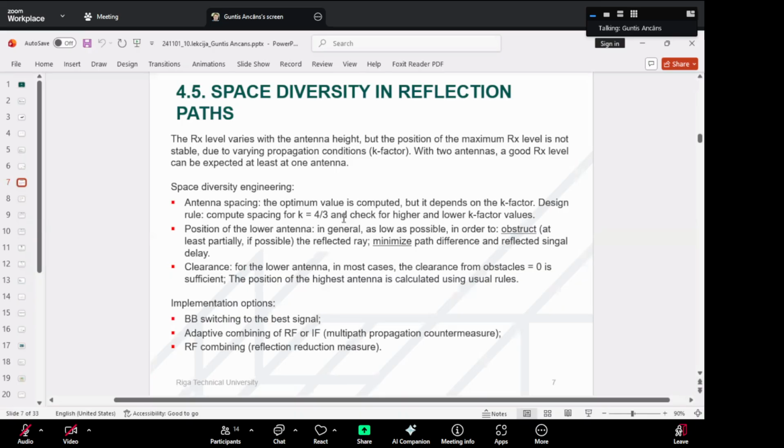Next, the position of the lower antenna should in general be as low as possible in order to obstruct, at least partially if possible, the reflected beam, and minimize phase difference and the reflected signal delay. And as regards clearance for the lower antenna, in most cases a clearance from the obstacle of zero is sufficient. The position of the highest antenna is calculated using the usual rules.